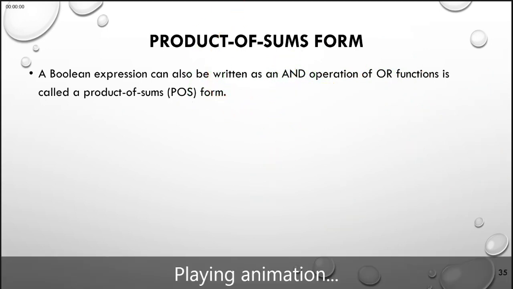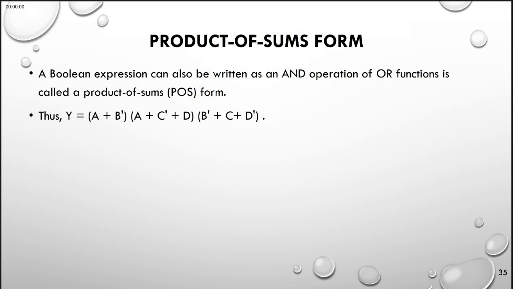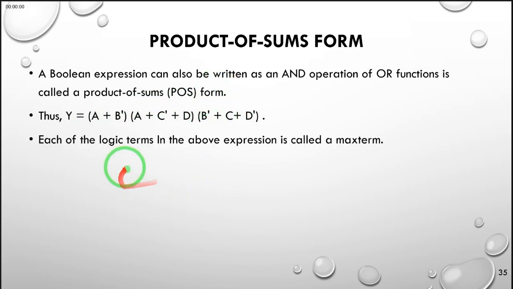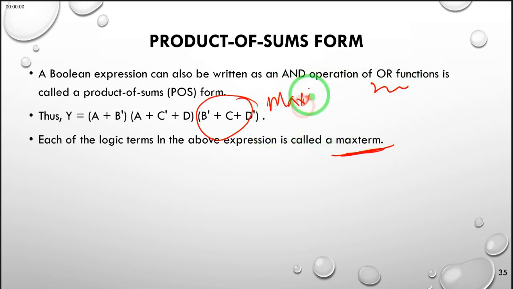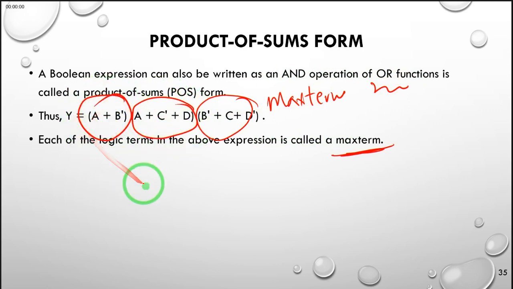We have another example here that says assume y is expressed as such. This again is a product of sums, because this is a sum, another sum, and another sum, but they are joined together with an AND operation. We say that each of the logic terms in the above expression is called a max term. So this one term here that is achieved using an OR operation is considered to be a max term. So this is another max term, and this one is also a max term. Therefore, you have a product of max terms.